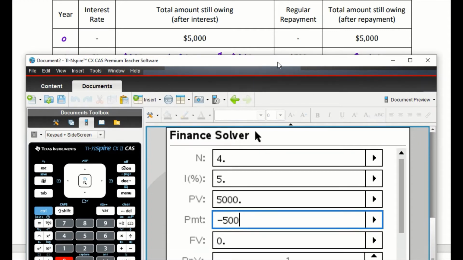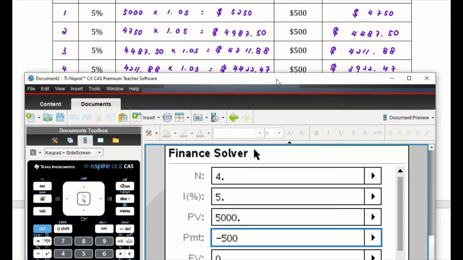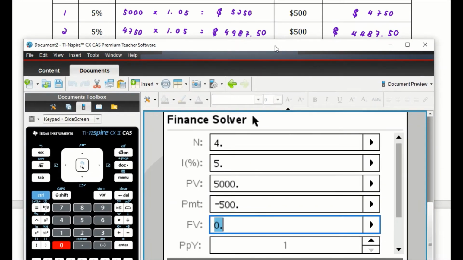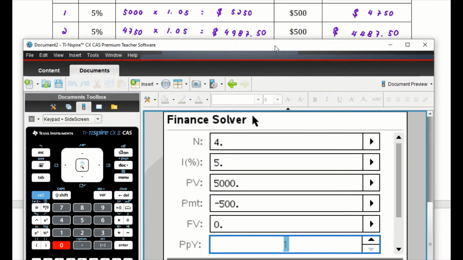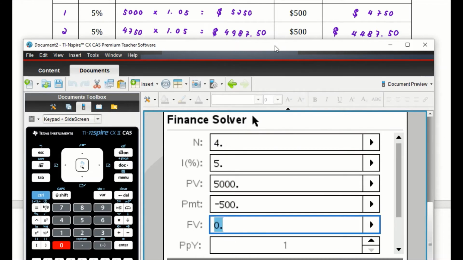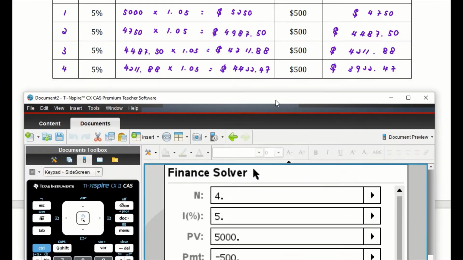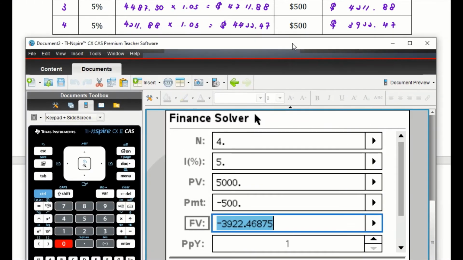FV is what we want to find: how much I still owe the bank after 4 years. P/Y and C/Y are still 1 because repayment is done every year, and the interest is also compounded every year. Then just tap everything until you go back to FV, then press enter. You'll realize that you get the same answer as what we have for T4 here. Why is this negative? Because you still owe the bank money, so it is negative 3922. Okay, that's the idea.